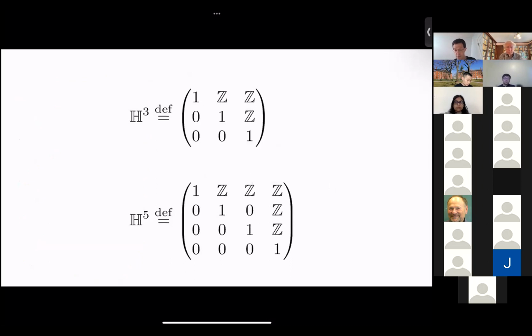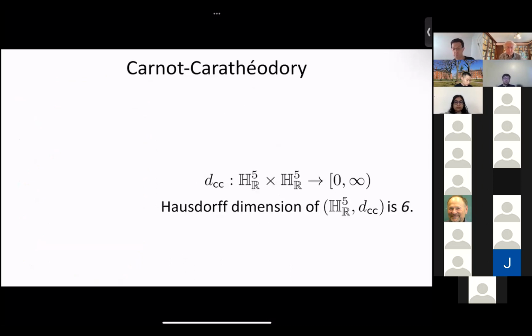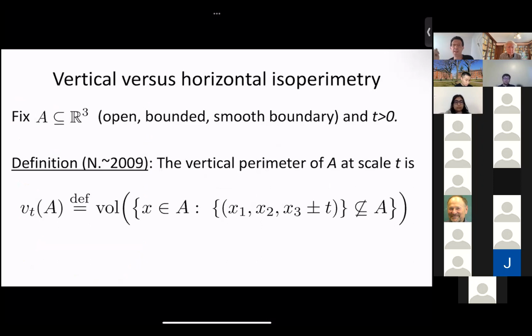And H5 is going to be analogous, and the Hausdorff dimension is 6. And now the analog of these vertical perimeters is what I wrote here. Just now, you have, let's say, a compact subset of R3, and instead of counting how many points are in A such that if you add plus or minus t to the z coordinate, you leave A, you look now at the 3-dimensional volume, the Lebesgue measure, of all the points in A such that if you add plus or minus t to the z coordinate, you leave A.